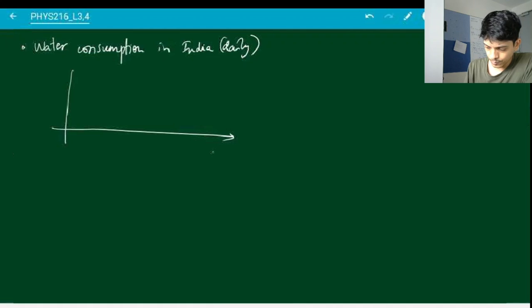So on the x-axis, suppose I plot the number of liters of water used per day, and these are distributions. On the y-axis, it's always a frequency, or the number of people, or the number of something. So this is going to be like a histogram. So what are you expecting?